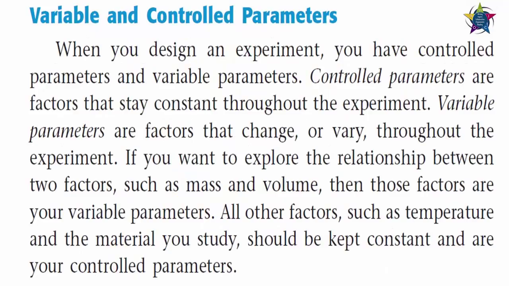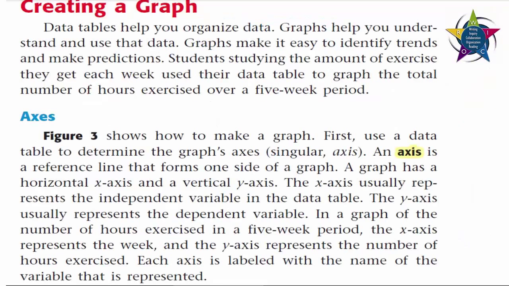Variable and controlled parameters. When you design an experiment, you have controlled parameters and variable parameters. Controlled parameters are factors that stay constant throughout the experiment. Variable parameters are factors that change or vary throughout the experiment. If you want to explore the relationship between two factors, such as mass and volume, then those factors are your variable parameters. All other factors, such as temperature and the material you study, should be kept constant and are your controlled parameters.